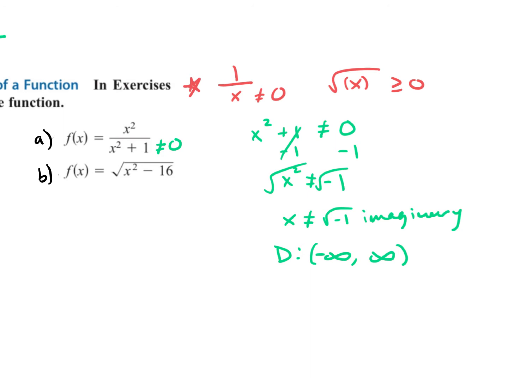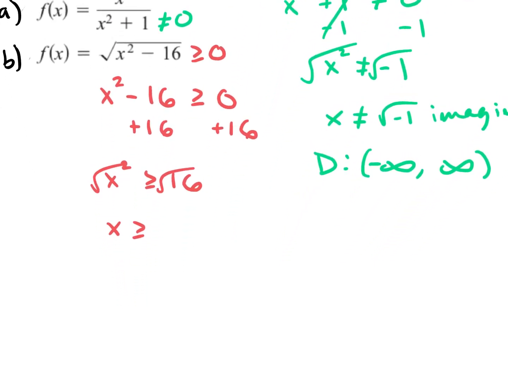And then for b, since we have a radical, we set what's under the radical greater than or equal to 0. Okay, so x squared minus 16 is greater than or equal to 0. Add 16 to both sides. X squared is greater than or equal to 16. Take the square root. So x is greater than or equal to, what do I need if I take the square root of both sides? Plus or minus. So plus or minus 4.